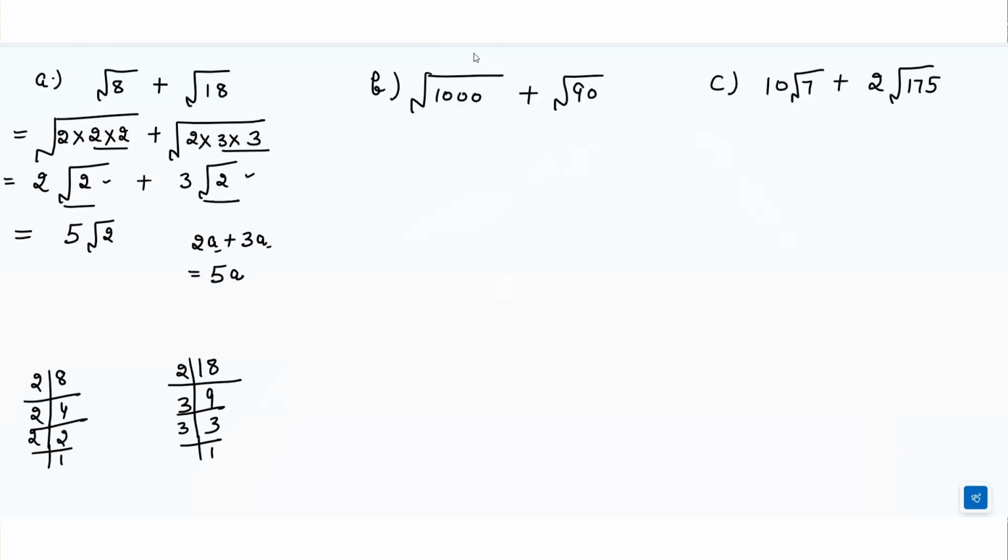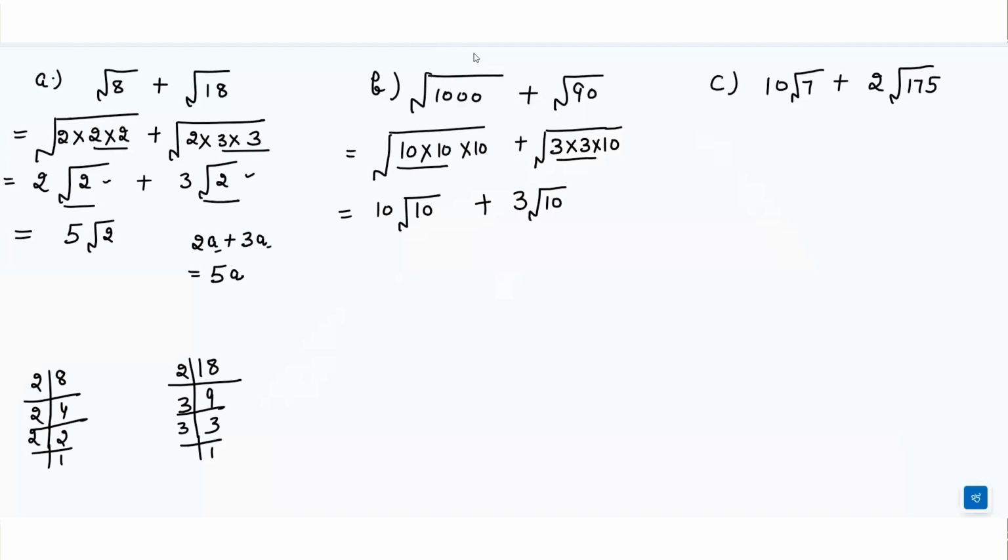Similarly, for part B, now 1000. 1000 can be written as 10 into 10 into 10. And if I have to find out the factors for 90, I can write it as 3 into 3 into 10. So you can see here, we have one pair of 10. We'll write 10 outside. What is left? Root 10 plus. Here we have a pair of 3. We will write 3 outside. What is left? Root 10 is left. So then 10 plus 3, 13, and we will write the surd only once. So the answer is 13 root 10.